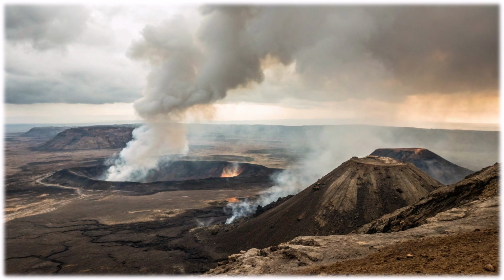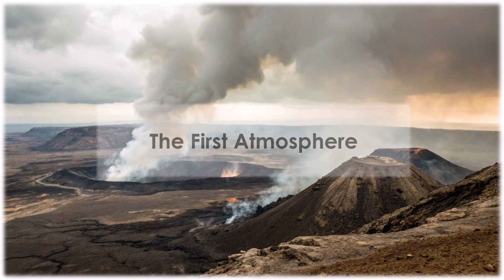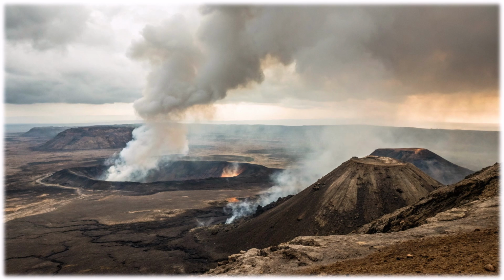The gases from the volcanoes collected around Earth and formed a thin layer of air. But it wasn't air we could breathe. It was made of toxic substances like methane and carbon dioxide. There was no oxygen yet. This atmosphere was Earth's first layer of protection.